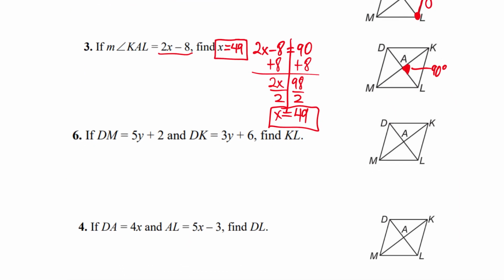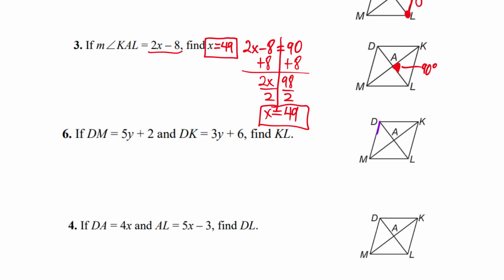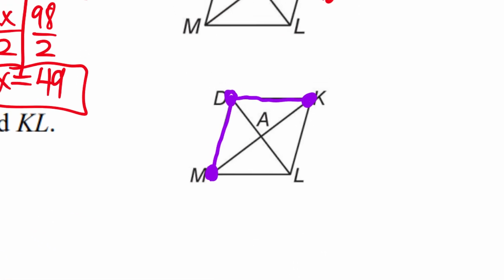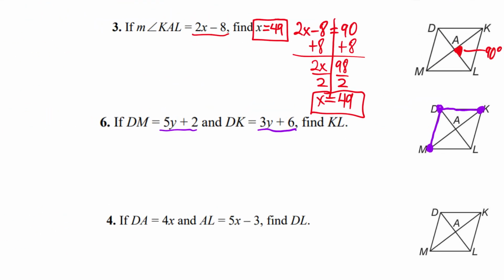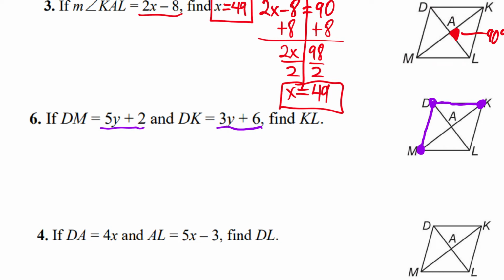On the next one, it says that DM is 5y plus 2, and DK is 3y plus 6. Since that's a rhombus, what do I know about those two sides? Yeah, they're congruent. They're the same. So I'm going to set them equal and solve for y. I'm going to put 5y plus 2 equal to 3y plus 6.